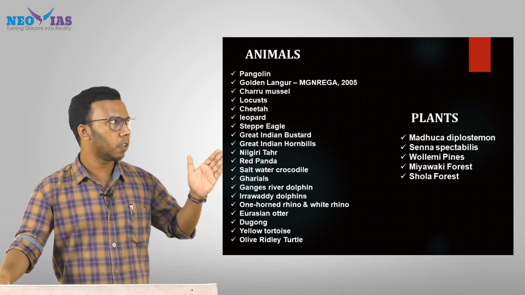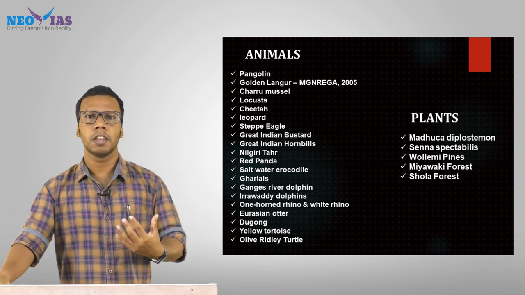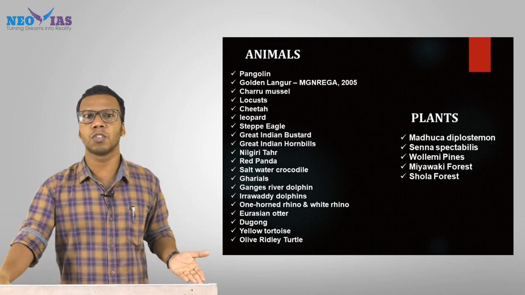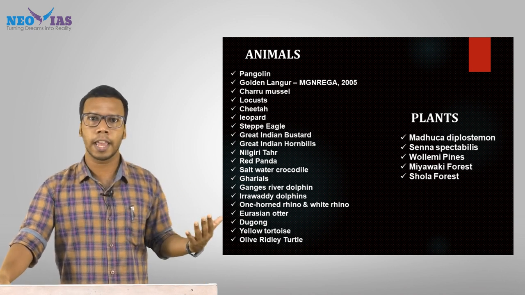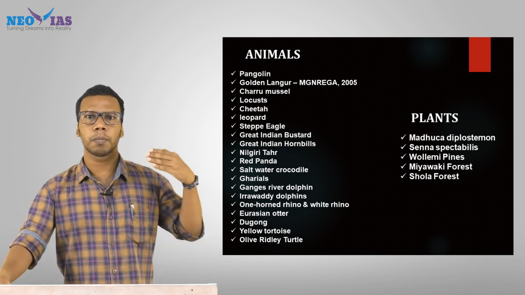Now, moving on to the topic. First area is animals. So, UPSC is asking continuously questions from the animals area. Last year they asked a question on the elephant. Earlier, they asked about Kharai camel, right? So, like that, they are asking questions from the animals part.